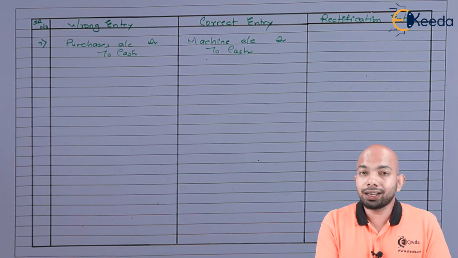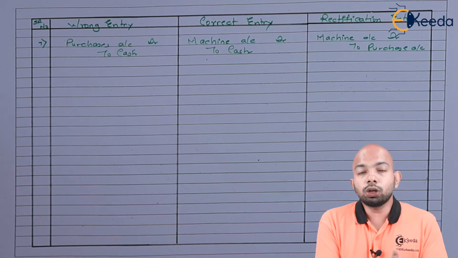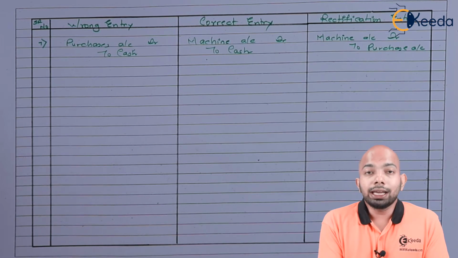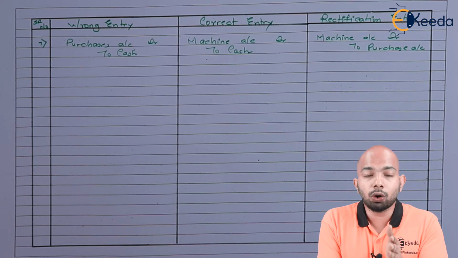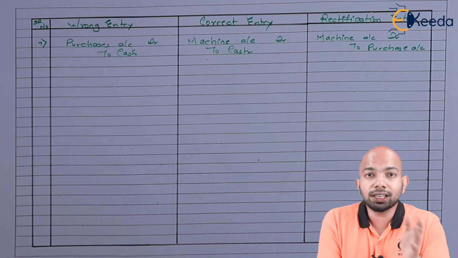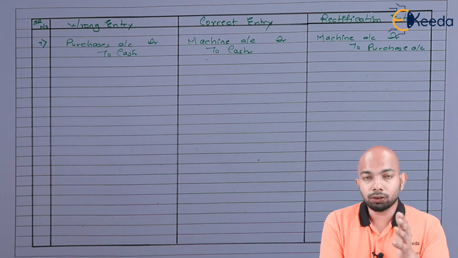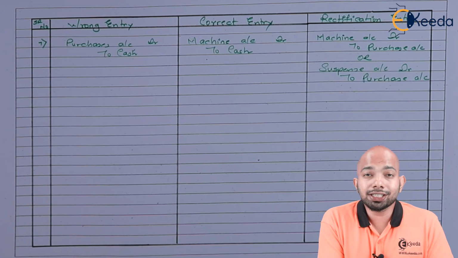Now we'll pass the rectification entry here. Although if you were using suspense account, instead of the rectification entry, that means machine account debit to purchase account, we can also pass suspense account debit to purchase account. So these are the two kinds of rectifications that you can pass for this specific entry. Let's figure out the last transaction here.